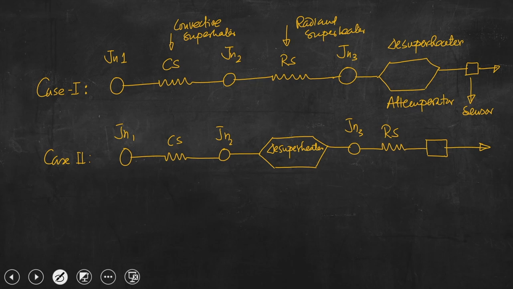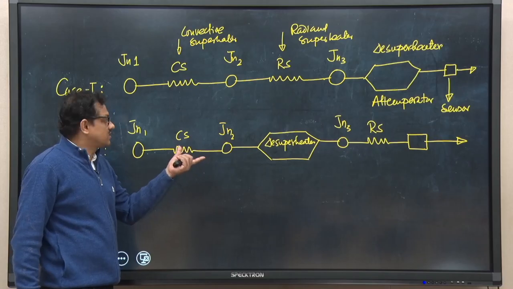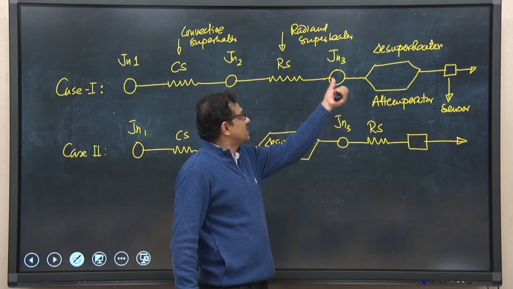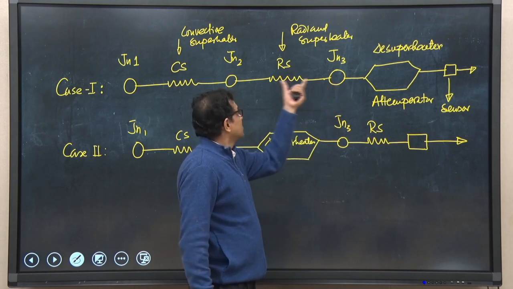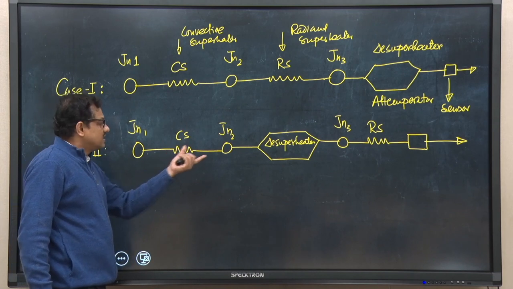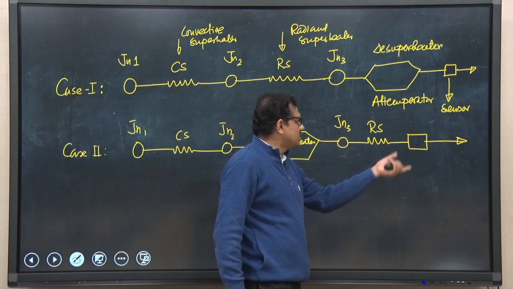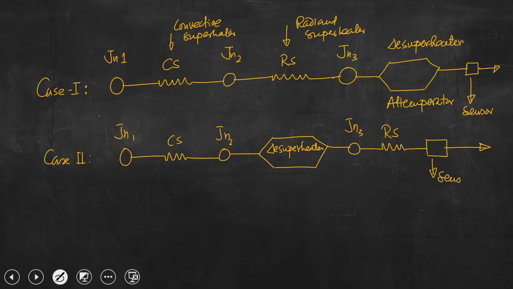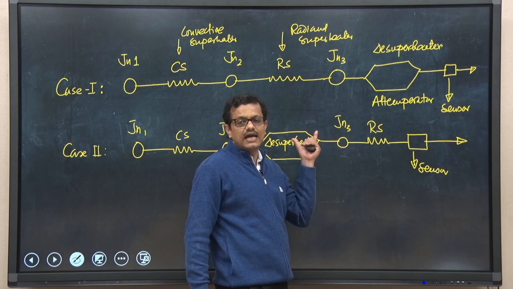Now the question is, what we can see from these two configurations is that in both the cases, superheaters are placed in series. There is no doubt about it. But in the first case, junction 3 is at high temperature, because steam is first going through the convective superheater, then its temperature is controlled, and then finally going to the radiant superheater, and this is sensed. And finally, it is going out. Okay. So, the advantage of scheme 2 is that at junction 3, for case 1 the temperature is very high, but at junction 3 for case 2 the temperature is not that high.